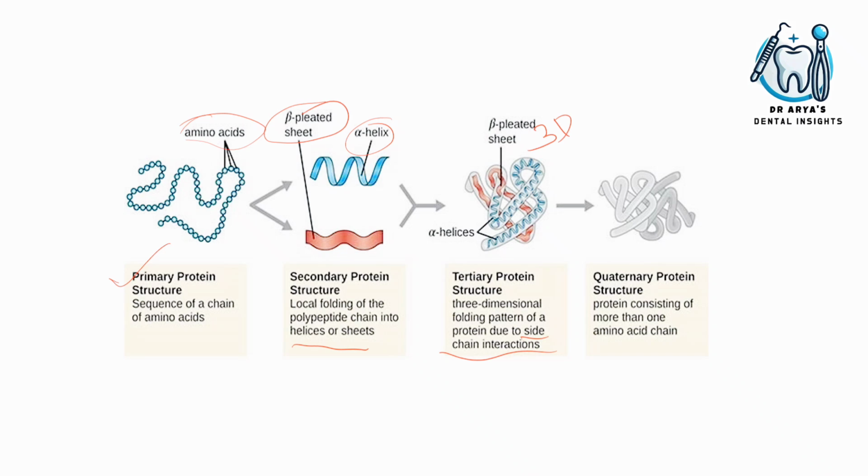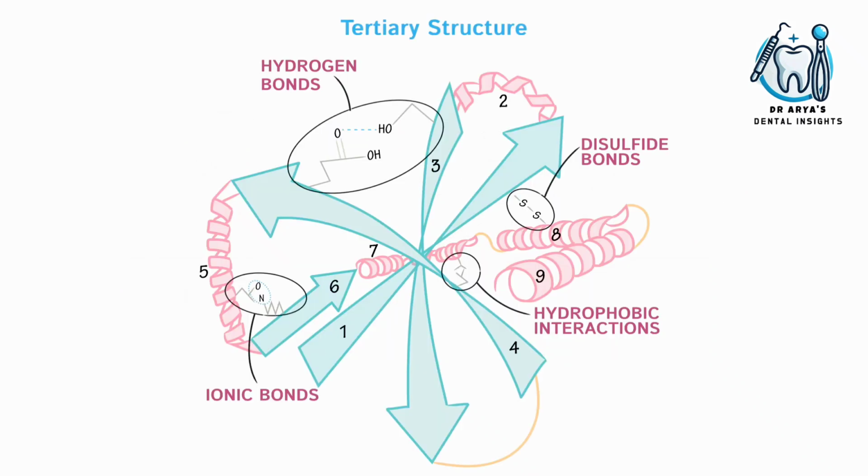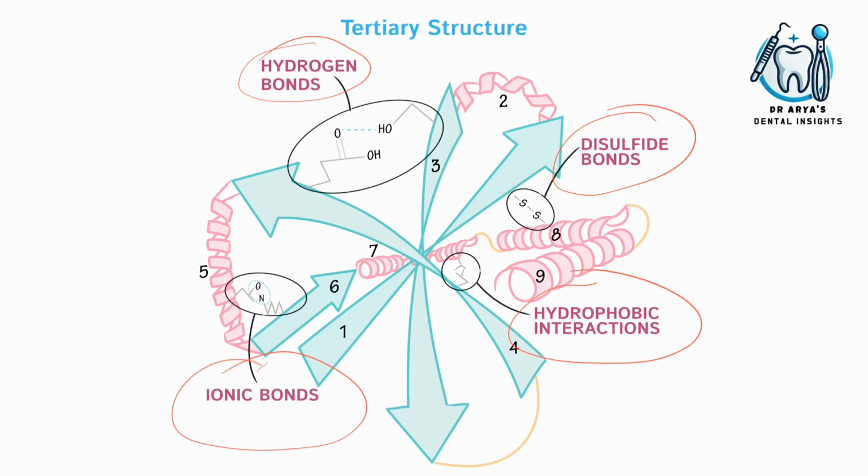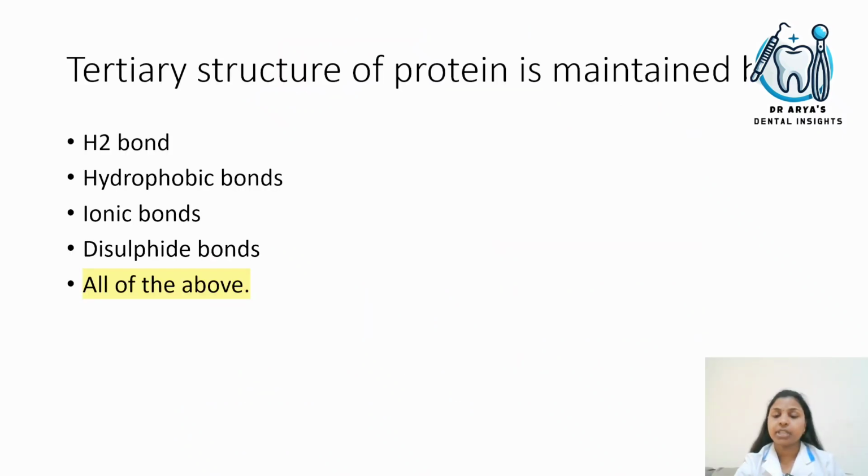Okay. So here this is the alpha helices and this is the beta pleated sheet. And this is the quaternary protein structure. Here it consists of more than one amino acid chain. So this is the tertiary structure. It consists of hydrogen bonds, ionic bonds, disulfide bonds and hydrophobic interactions. So this is the structure of a tertiary protein. So the answer is all of the above.